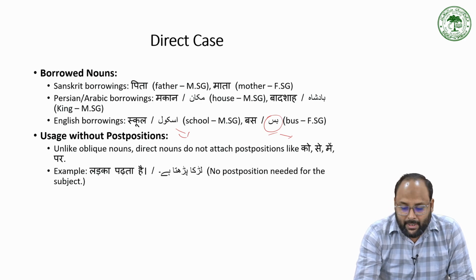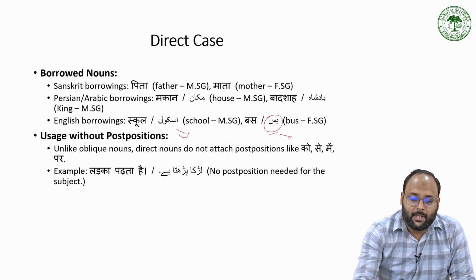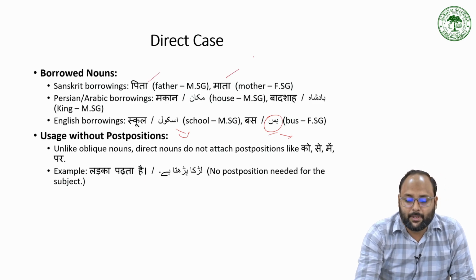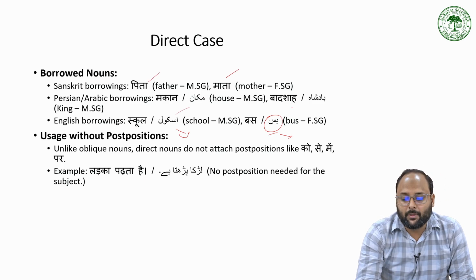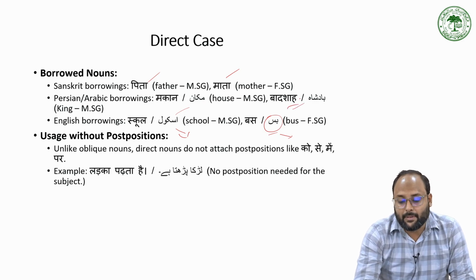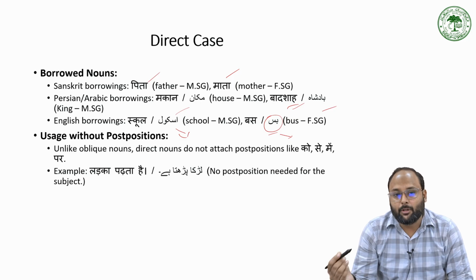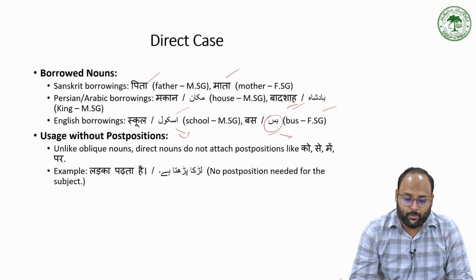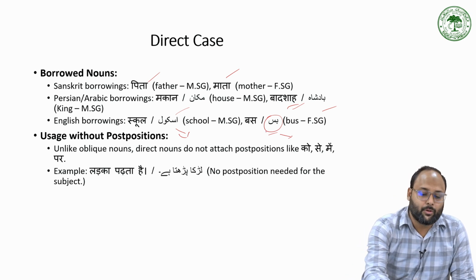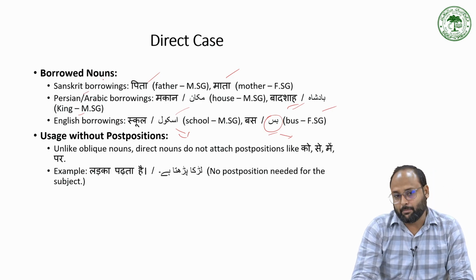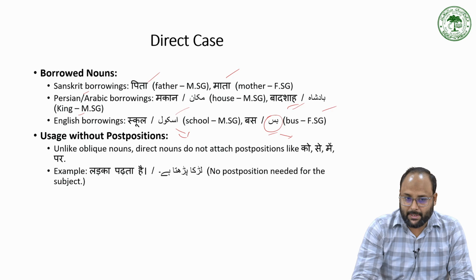They also have some changes, like pita is masculine and mata is feminine. Makan is masculine and badsha is feminine, but rani is feminine. School is masculine and bus is feminine. So we also have that kind of inflection in borrowed nouns when they come from other languages. School and bus are borrowed from English, makan and badsha from Persian, pita and mata from Sanskrit.